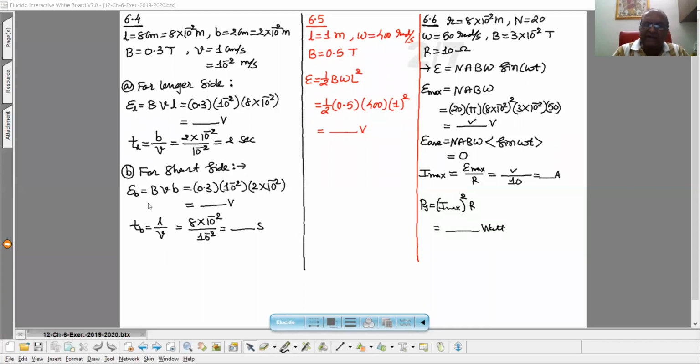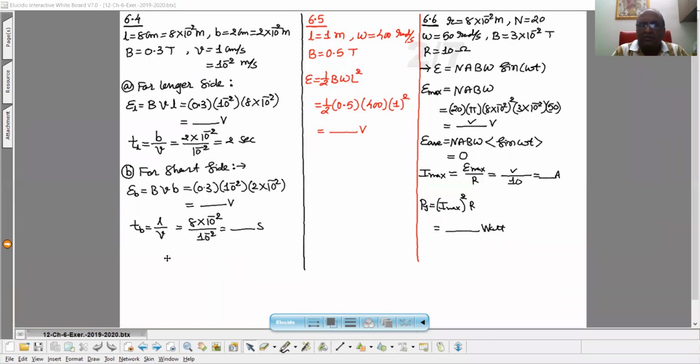Similarly, for the short side, the EMF induced, that is BvB, that is equal to 0.3 into 10 raised to minus 2, B that is 2 into 10 raised to minus 2, and you will get this much voltage.